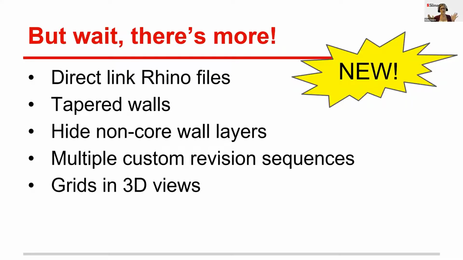For my structural people, hide non-core wall layers. Show me only the structural core. Yes, please. We talked about revisions. You can now have your own custom sequences. We had levels added in 3D views a while ago. Now we get grids.